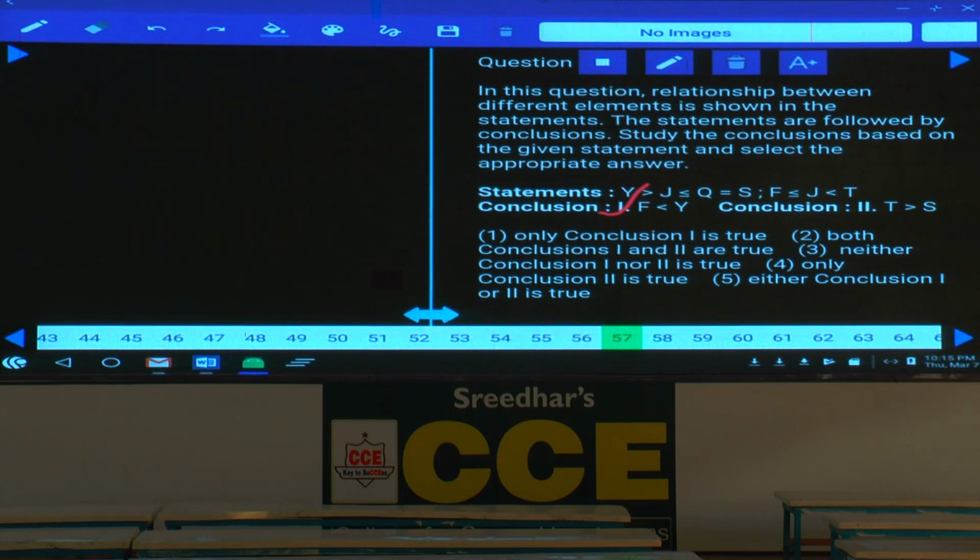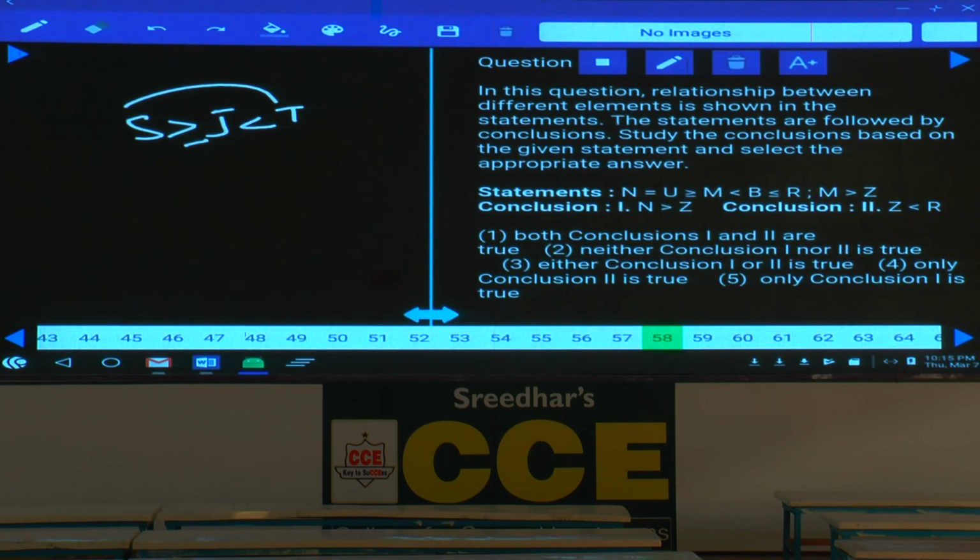T and S. Now between T and S, the letter which is common is J. J lesser than or equals to what? J lesser than or equals to S. That means S greater than or equals to J and J lesser than T. Isn't it? Now between S and T, one greater than, one lesser than, two opposite symbols. Hence only conclusion 1 is true, that is choice 1, question 57.